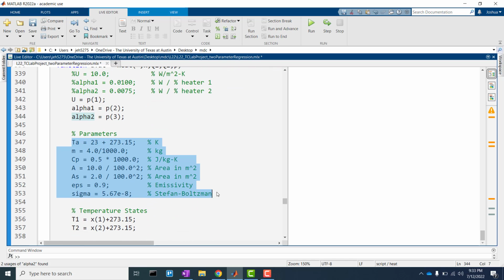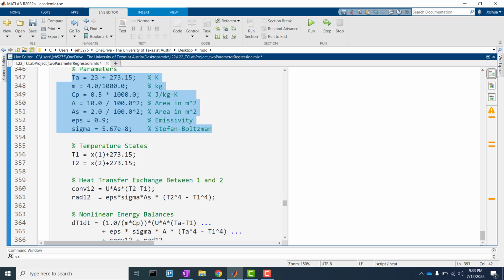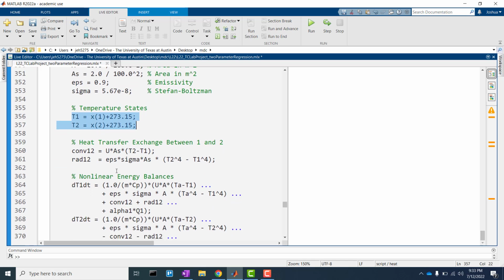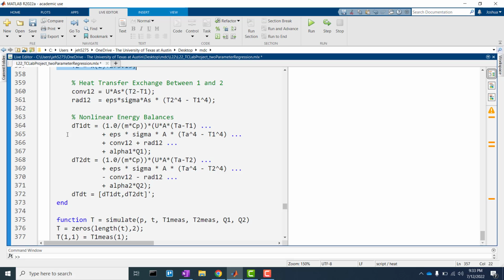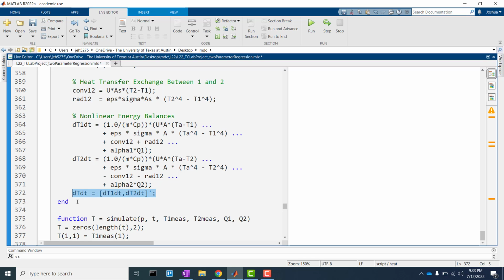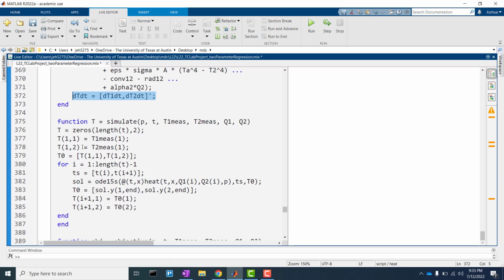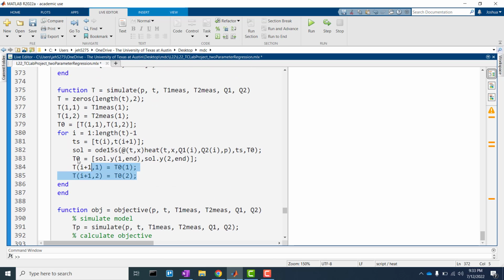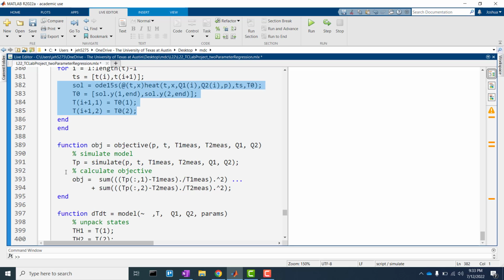Next, we take the other parameters and our temperature states, or at least our initial temperatures, and then we have the similar differential equations as before. We have the heat exchange between the two, and then the differential equation for heater 1, heater 2, and we put it all in a vector. Finally, we have our simulate, which goes through and simulates each step depending on the previous step as the initial condition, each time step, I should clarify. And then our objective function, again, is the sum squared error between the two.